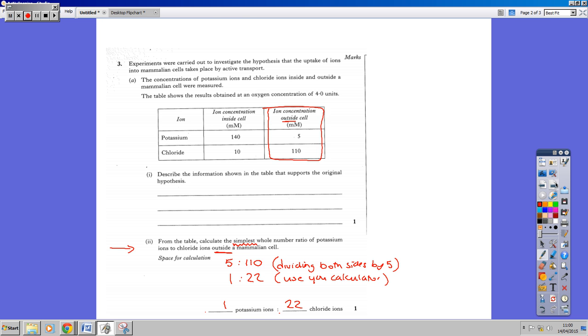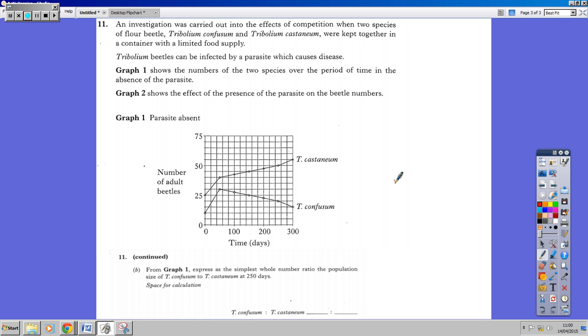As a second example, an investigation was carried out into effective competition when two species of flour beetle, Tribolium confusum and Tribolium castaneum, were kept together in a container with a limited food supply. Graph 1 shows the number of the two species over a period of time in the absence of a parasite, and graph 2 shows the effect of the presence of the parasite on the beetle number. The question we're looking at is part B. It says, from graph 1, express as simplest whole number ratio the population size of T. confusum to T. castaneum at 250 days.